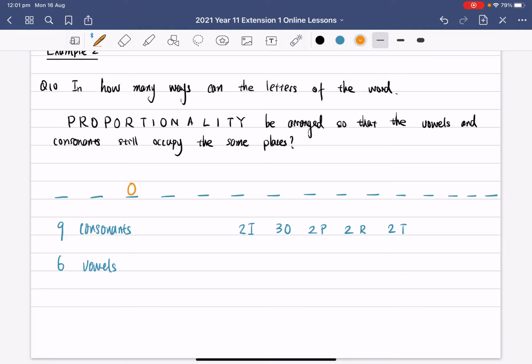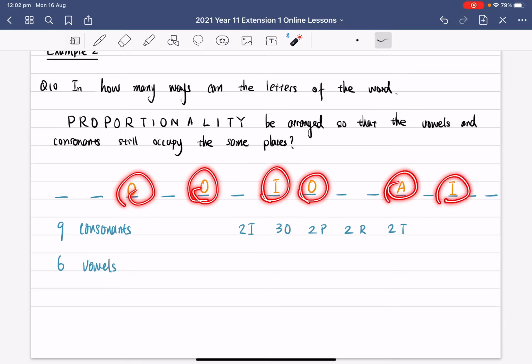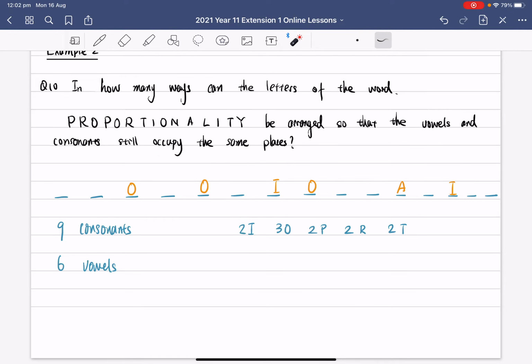Let me just write down all the positions where we can put the consonants and vowels. There should be an A here, so I. Yep, that's right. So 1, 2, 3, 4, 5, 6. Have a look at this. We've got 6 positions for the vowels. Now, we need to make sure the vowels are still in the same position, but within these positions, we can rearrange them. So what we need to do is separate the vowels and the consonants. We can't really join the vowels and the consonants together. We'll have to separate them and talk about it.